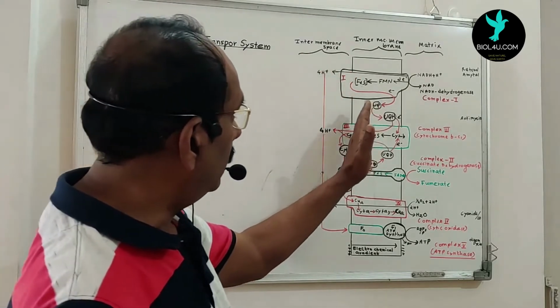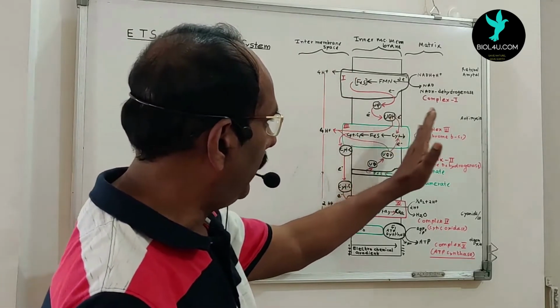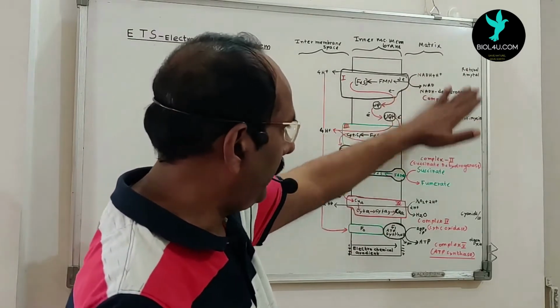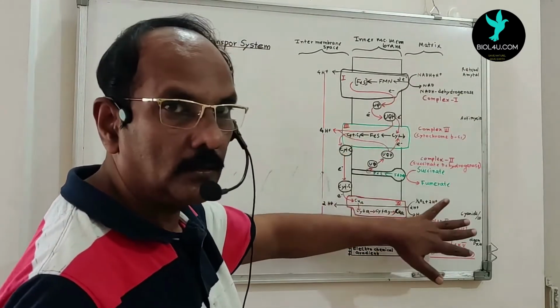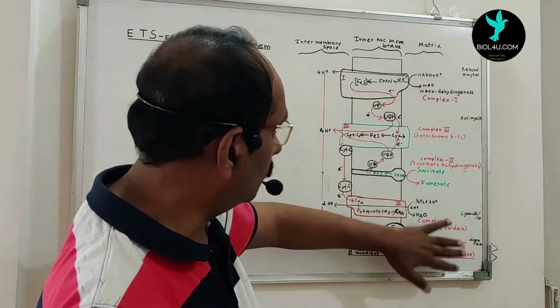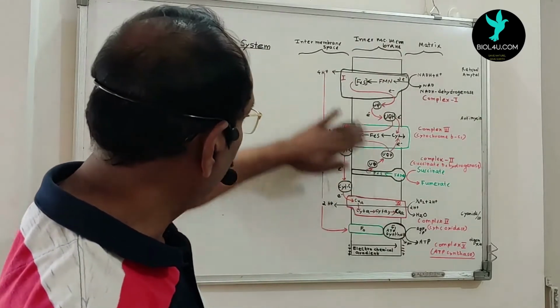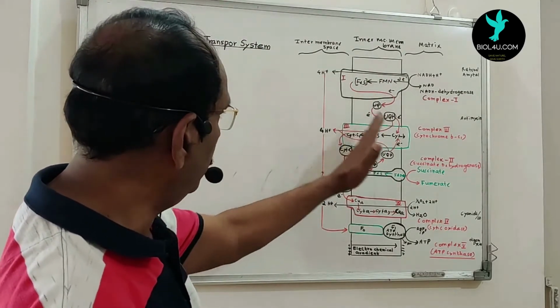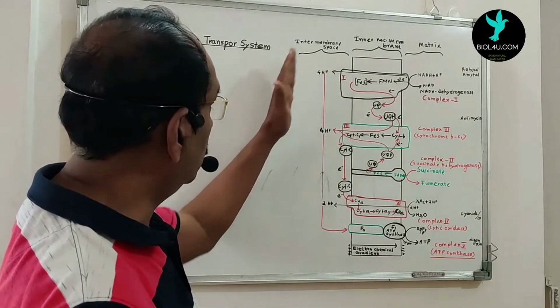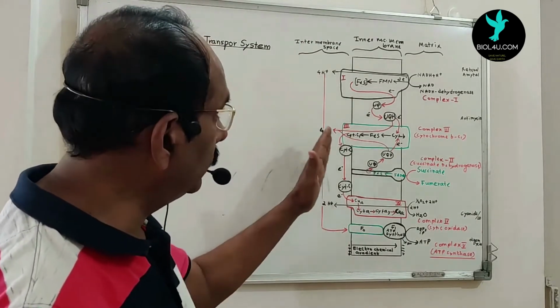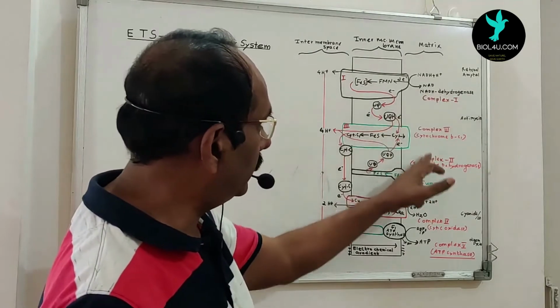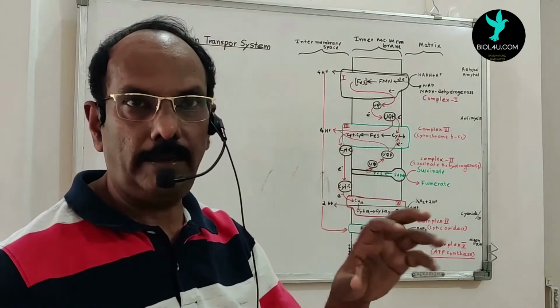Then, after the inner membrane, the matrix starts. So this is the matrix part, which is actually the central part of the mitochondria. This is the matrix, this is the inner membrane, and this is the space between the inner membrane and outer membrane, called the interspace. NADH and FADH are present in the matrix.